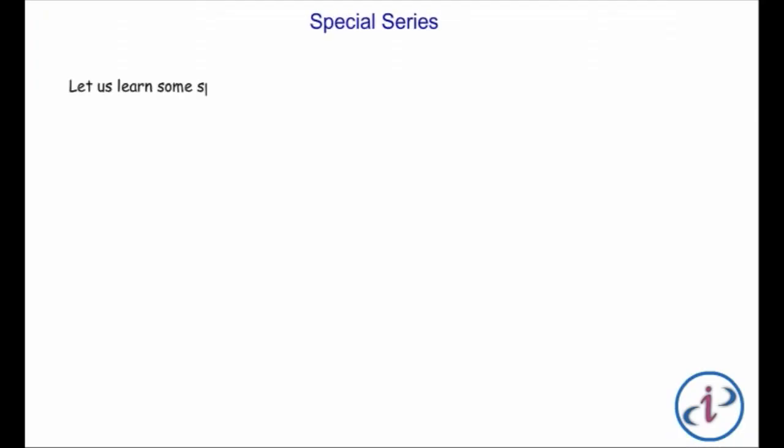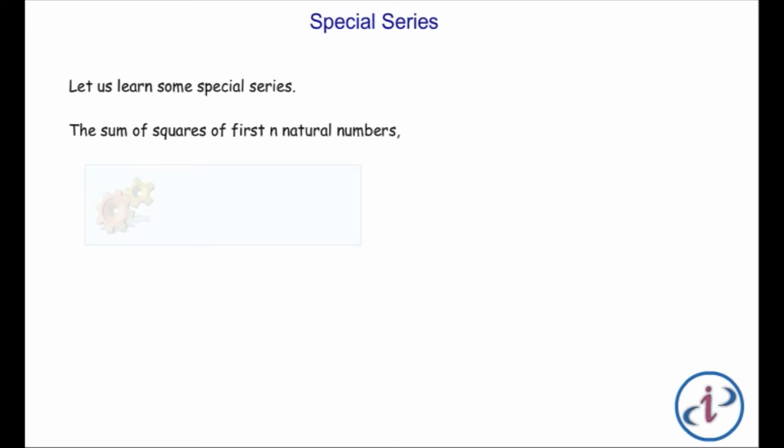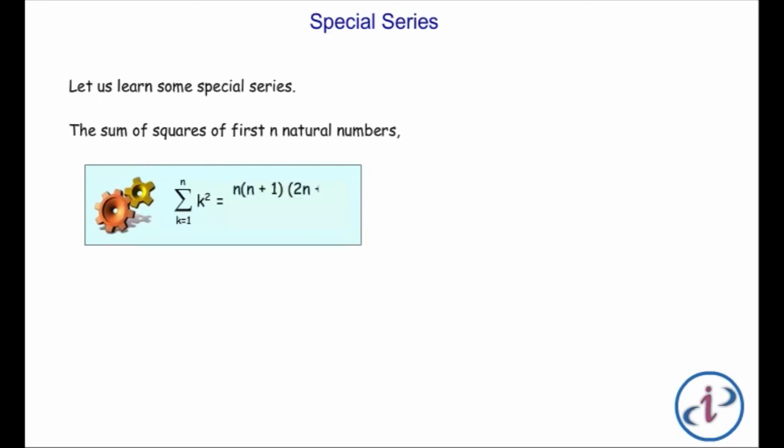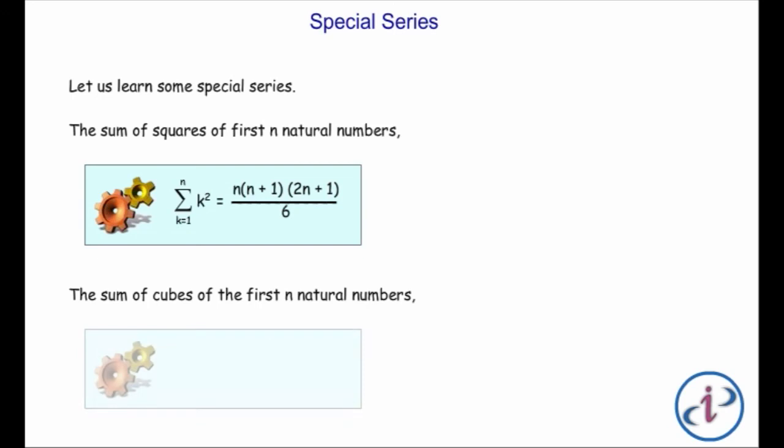Let us learn some special series. The sum of squares of first n natural numbers, summation k, k is equal to 1 to n, k squared is equal to n times n plus 1 times 2n plus 1 whole divided by 6. The sum of cubes of the first n natural numbers, summation k, k is equal to 1 to n, k cube is equal to (n times n plus 1 divided by 2) whole squared.